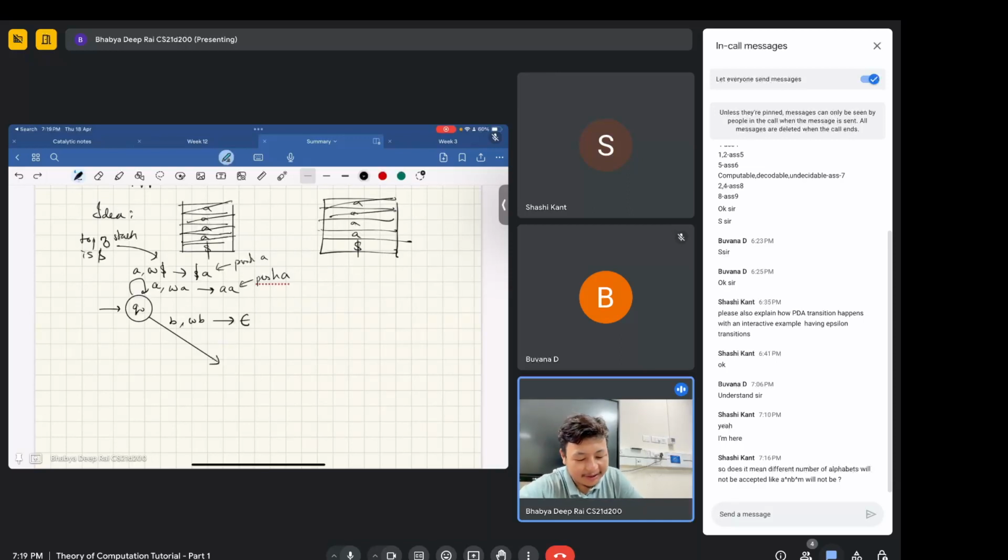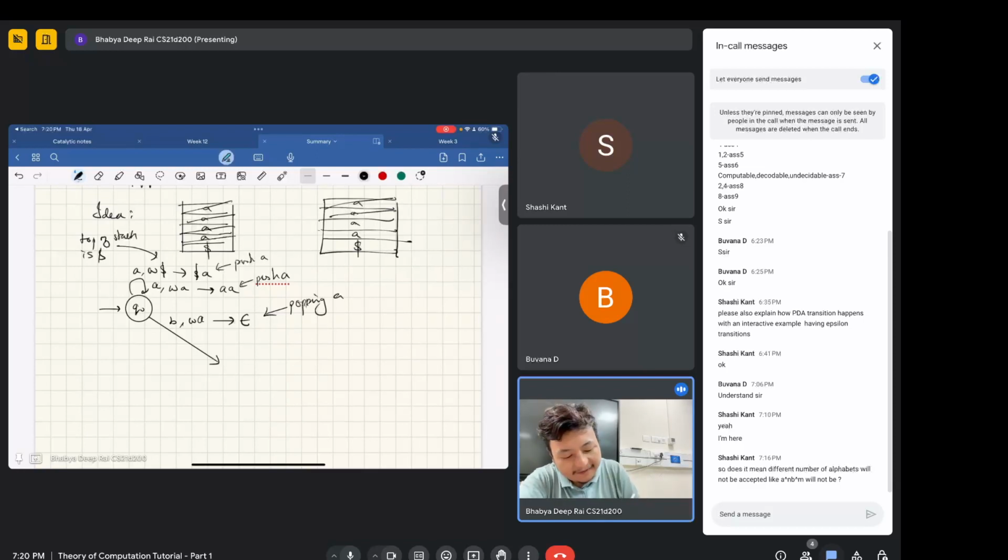Sorry, I see an A on top of the stack. If I see an A on top of the stack, I remove A and push epsilon. What is epsilon? It's empty. So it is as good as popping, right? It does not affect anything. In other words, we are popping A and pushing empty. So the net result is we are popping a symbol from the top of the stack.